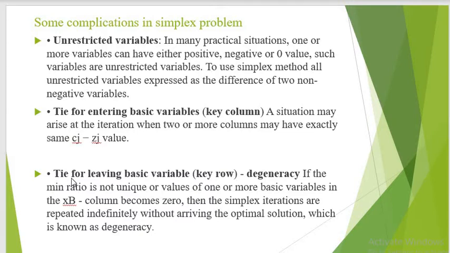The third complication is a tie for the leaving basic variable, which is known as degeneracy. If the minimum ratio is not unique, or the values of one or more basic variables in the XB column become zero, then the simplex iterations may be repeated indefinitely without arriving at the optimal solution, which is known as degeneracy.